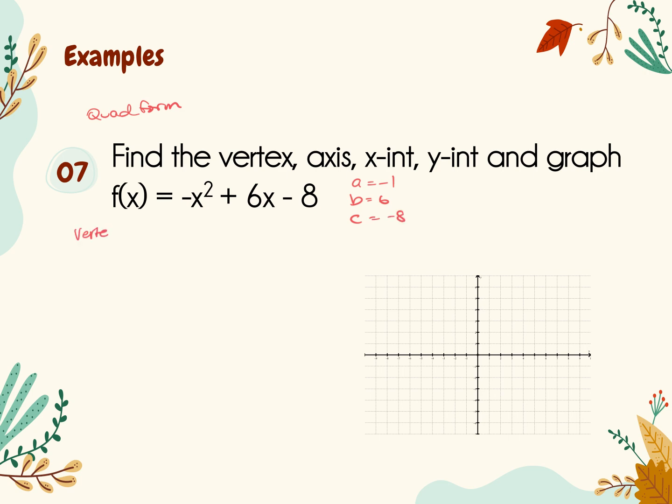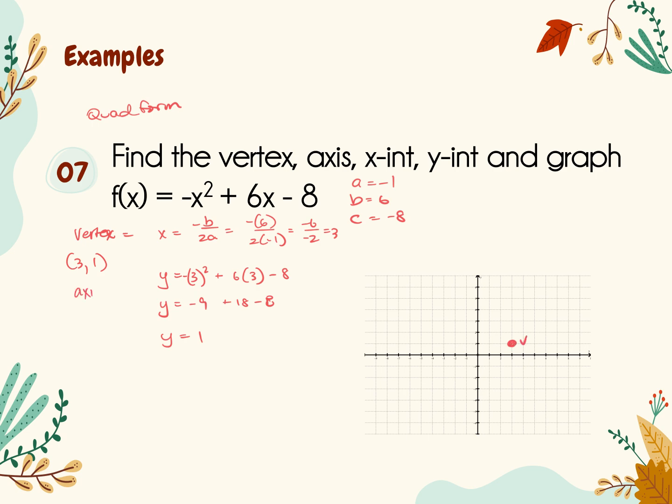So if they want me to find the vertex in this form, I know my formula is x equals -b over 2a. So the opposite of 6 over 2 times -1, minus 6 over minus 2, equals 3. So I know my x value is 3. And again, now I'm going to plug 3 into the equation to solve for y. I need to know the y value when x is 3 because that's going to be my vertex. So y equals -9 plus 18 minus 8, and I'm going to get y equals 1. So (3, 1) is my vertex. So right there, that's my vertex.